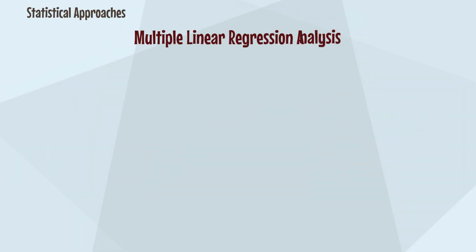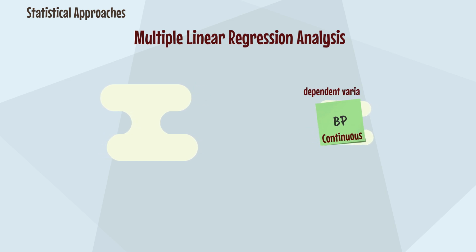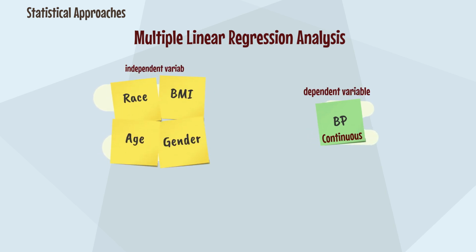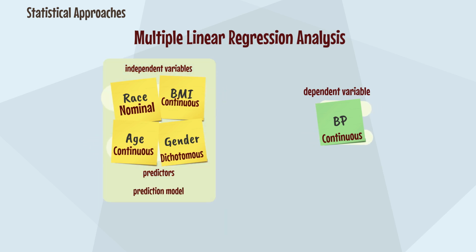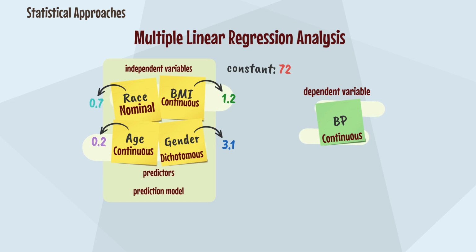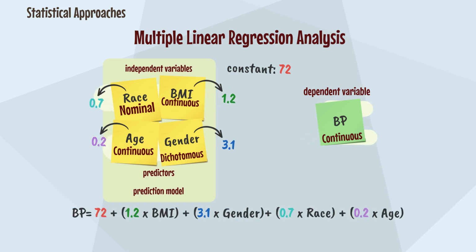Now, multiple linear regression is an extension of simple linear regression, which models the relationship between a single continuous dependent variable and two or more independent variables, or predictors. And those variables in the prediction model can be of any type. The results of multiple regression provide a constant and coefficients for each predictor, which can be used in a formula to estimate blood pressure based on those predictors.